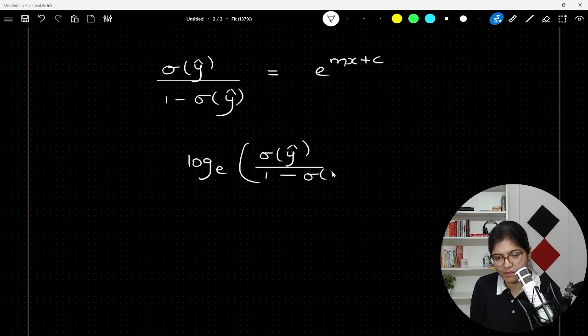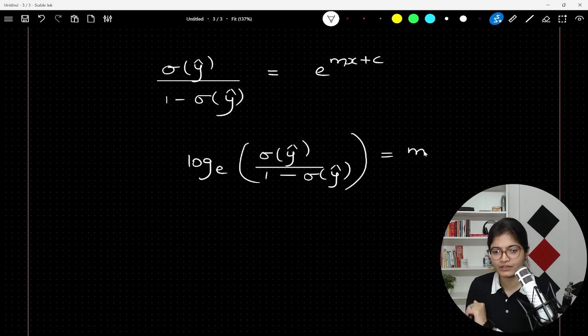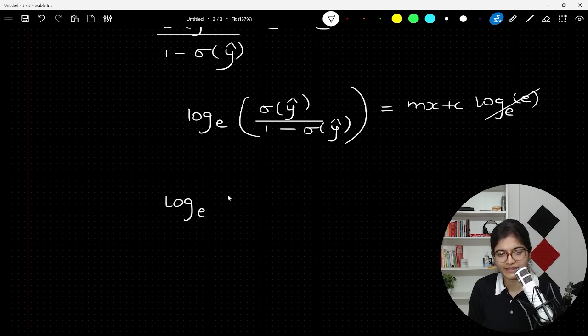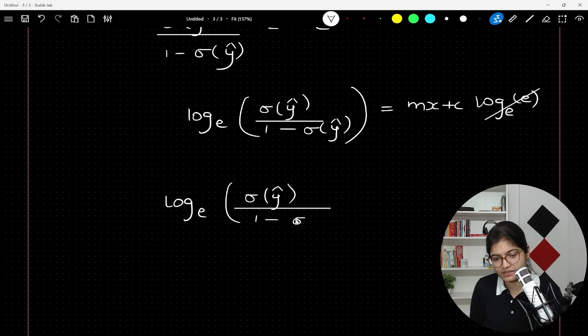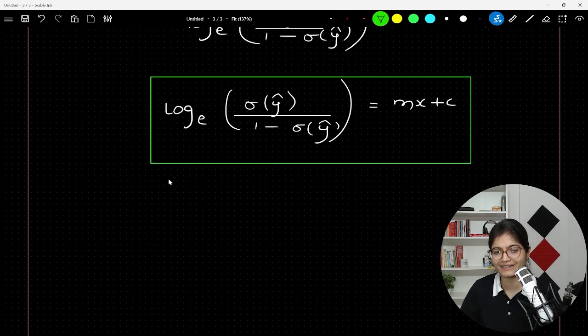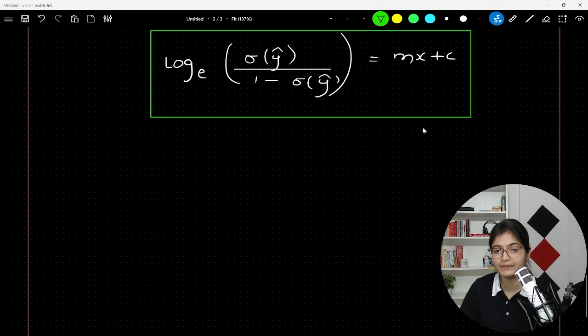1 minus sigma of y cap, and here this power value will come up front. You will be able to see mx plus c, and then you are applying log base e. Both of them will mark as 1. So what is the equation you will be able to get? Log base e of sigma of y cap over 1 minus sigma of y cap equals mx plus c. So this is the kind of equation which you will be able to get in a logistic regression, right?